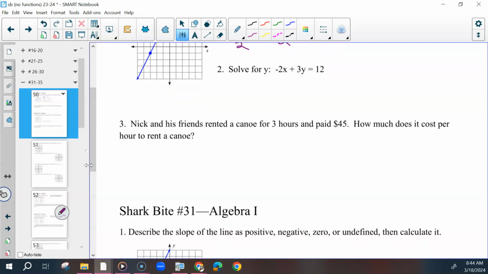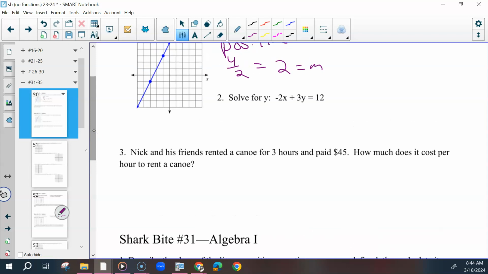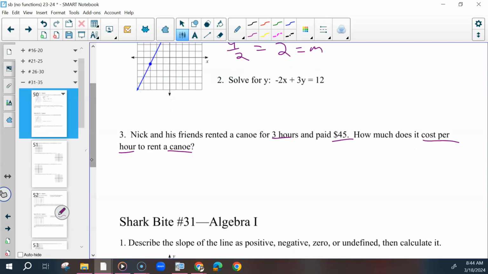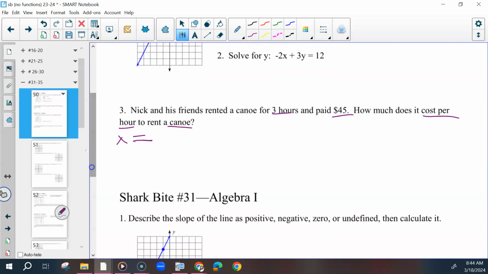Number 3. Nick and his friends rented a canoe for 3 hours and paid $45. How much does it cost per hour to rent a canoe? So we would need some variable, call that x, or number of hours, cost of hours, cost each hour, there we go.